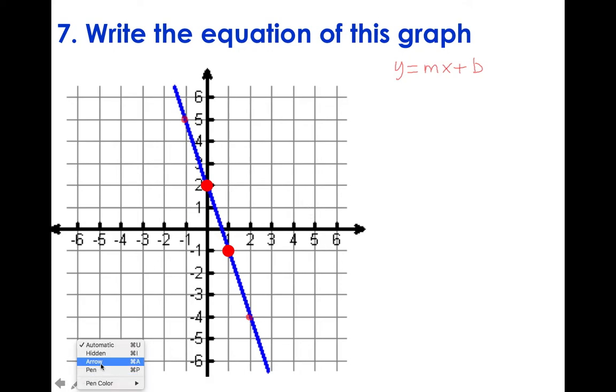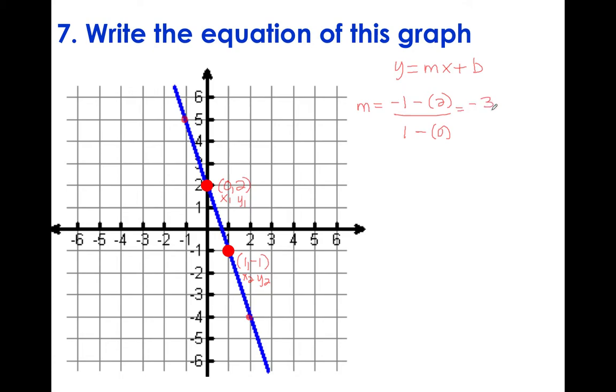Well, since we chose those 2 points, let's look at the coordinates of those points. The coordinates of this point right here is 0, 2, and the coordinates of this point right here is 1, -1. So I need to find my slope, x1, y1, x2, y2, and now I just substitute in. So that's -1 minus 2 over 1 minus 0. That gives me -3 over 1, which just comes out to be -3. So my slope is -3.